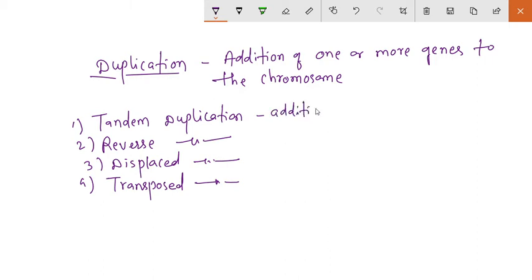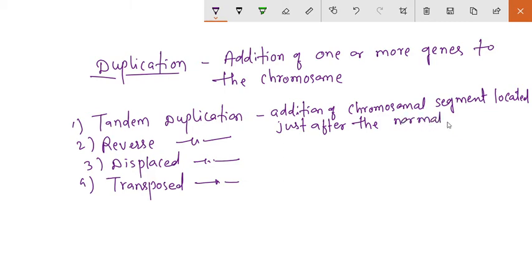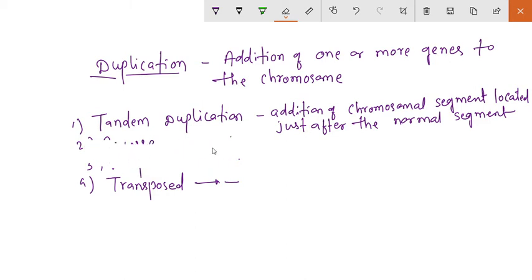The tandem duplication means there is addition of a chromosomal segment, and that added segment is located just after the normal segment, and the gene sequence is also the same.